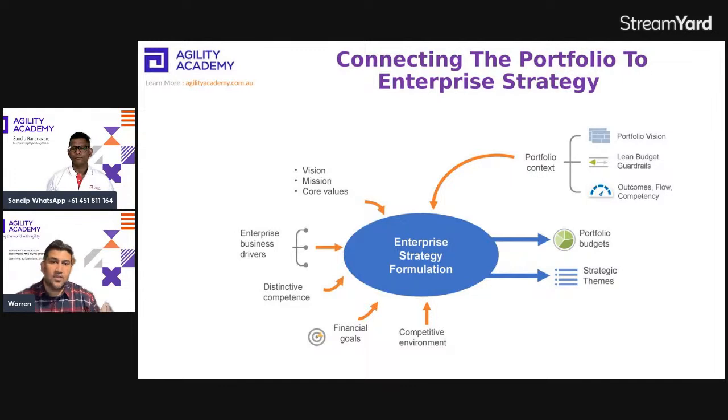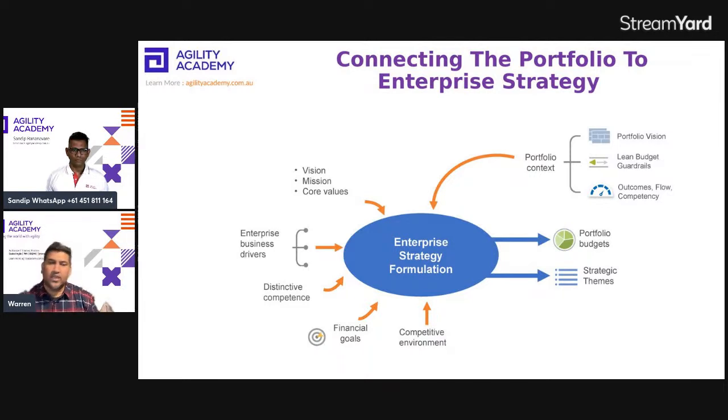As you can see, enterprise strategy has many inputs. It starts with the mission, vision, and core values of the organization. It also has what drives the business into formulating this strategy. What are the distinctive competencies that we have to work around? What are our financial goals? Are we trying to tap into new markets? Are we trying to increase our market share by 25%? Are we trying to maximize our revenue and profit by another 10% by a certain time, which are generally measured by SMART objectives? And then, what is our competitive environment?